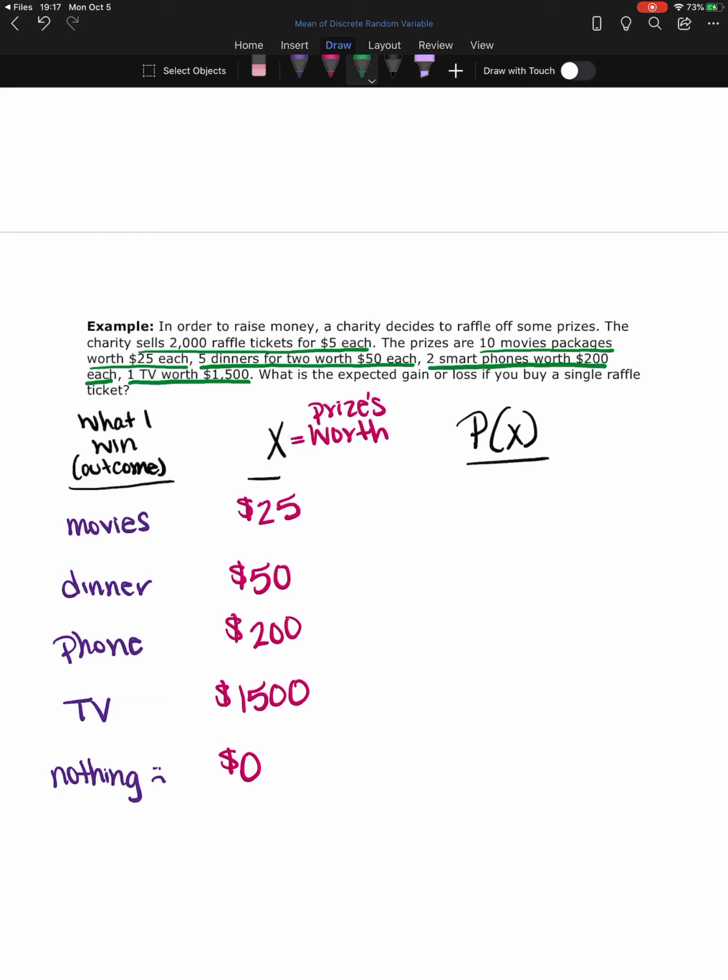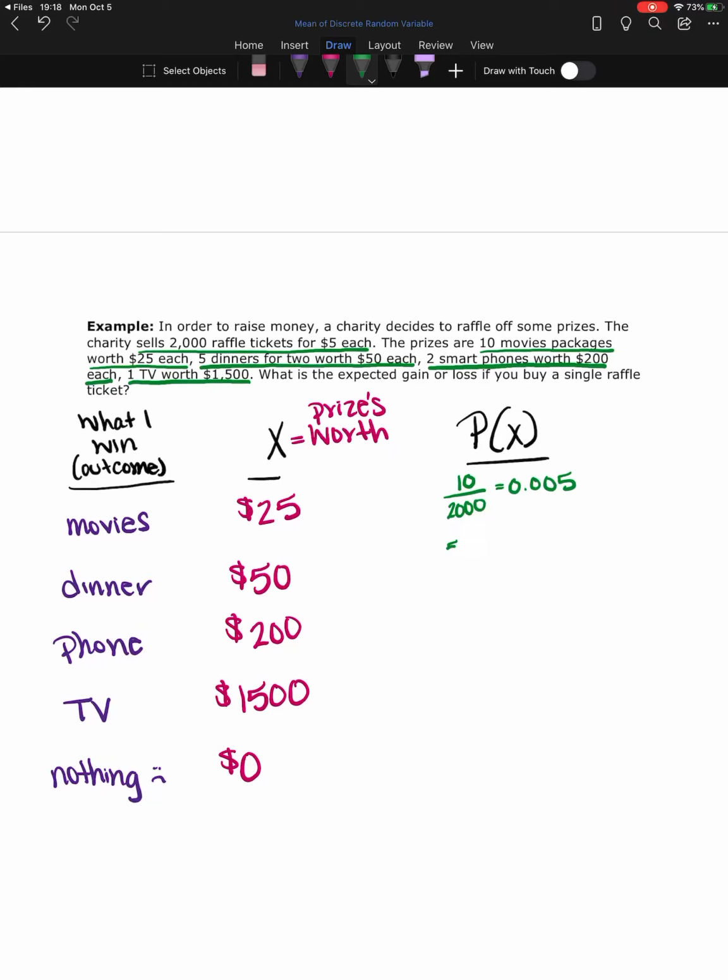Now I need to figure out the probabilities. So the probability that I win one of the movie packages. I know that there are 10 movie packages out of 2,000 raffle tickets. So 10 raffle tickets are going to win the movie package, and they're selling 2,000 of these tickets. So this is 10 winners with 2,000 possibilities. So that is 0.005.